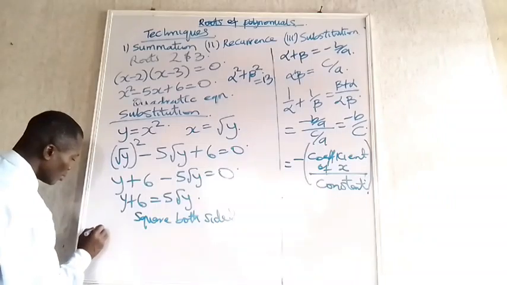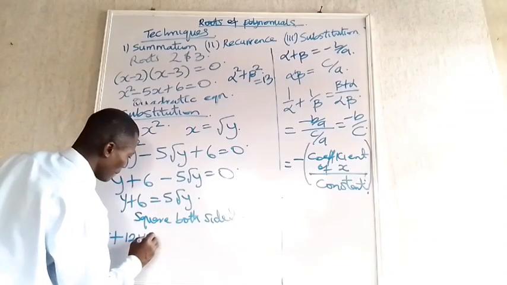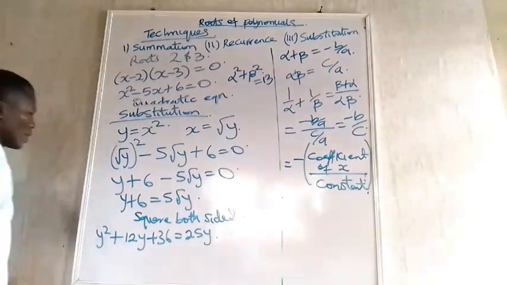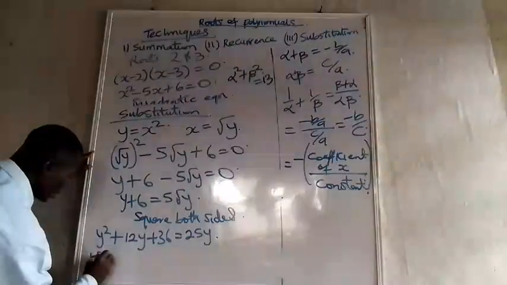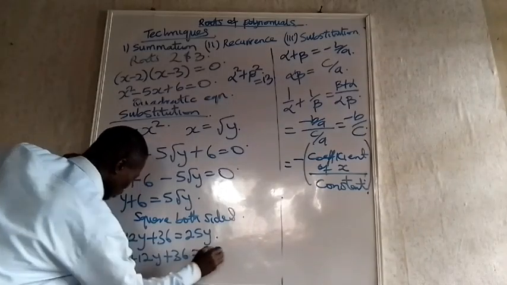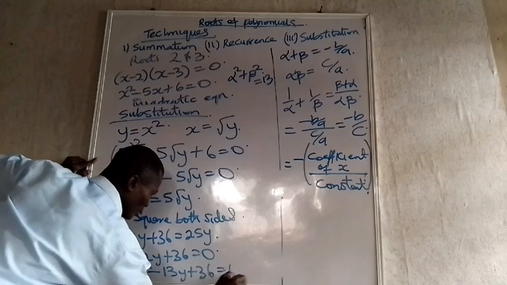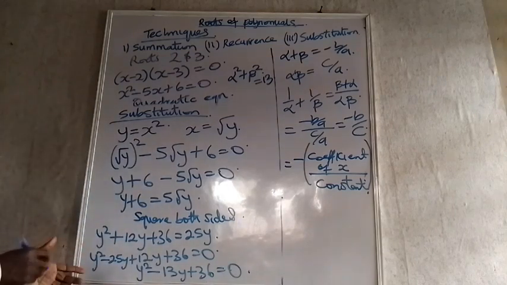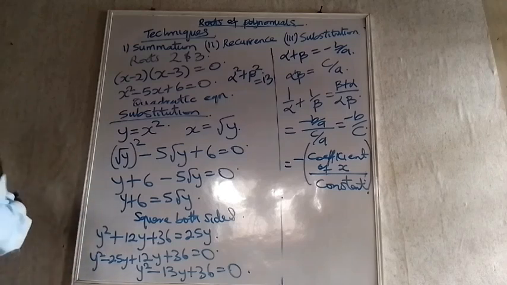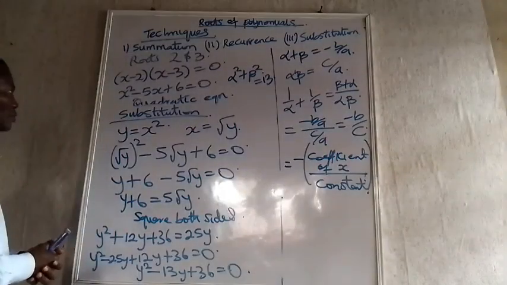So I'm going to have y squared plus 12y plus 36 is equal to 25y. And then I bring this one here. I'm going to have y squared minus 25y plus 12y plus 36 equals 0. So I'm going to have at the end y squared minus 13y plus 36 equals 0. So you can see, it is fun. When you see the question, just know which one to apply. You can apply all of them. Just bring this one from here, bring another one from another point, and then you get your answer.